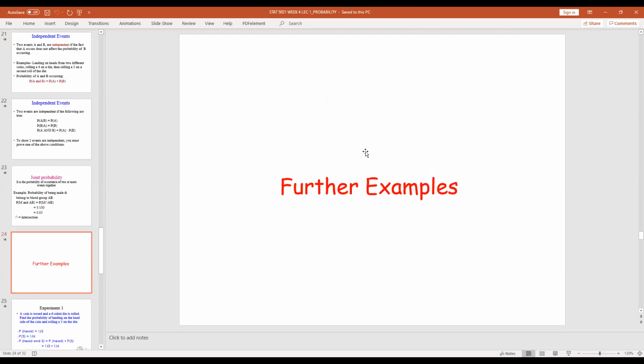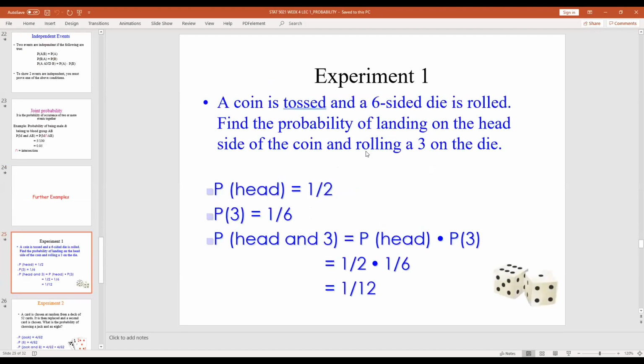Now, I got further examples that I want to give you. See, on the independent events, for instance, if a coin is tossed and a six-sided die is rolled, there are two different things. A coin that has two sides and a die that has six sides are rolled together. Find the probability of landing on the head side of the coin and rolling a 3 on the die. Of course, how many sides do we have in a coin? We got two sides. The probability of a head showing up is going to be 1/2, which is this guy here.